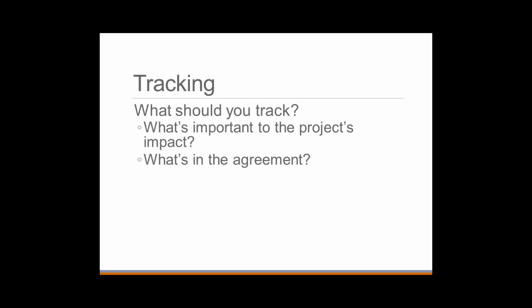Now I want to get into tracking a little bit. The question being, what should we track? I think we can boil it down to 2 things, which are honestly the same thing: what's important to the project's impact, and what's in the agreement. In my mind, what gets put into the agreement should be what's important to the project's impact. So you're looking at the project and identifying the biggest drivers. That should probably end up in the performance agreement, and then these 2 things will be the same.